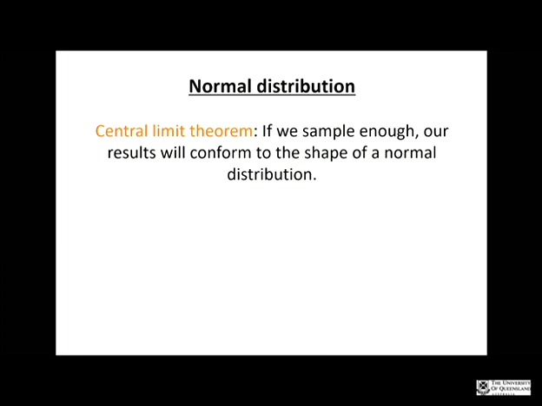So we've already met the normal distribution. Now we're going to talk about how that provides a foundation for this sort of work in inferential statistics. It's based on the idea of the central limit theorem: if we get enough samples, then eventually we'll get a distribution that conforms to the shape of a normal distribution. There'll be some sort of central tendency and some sort of variability or spread of the data.